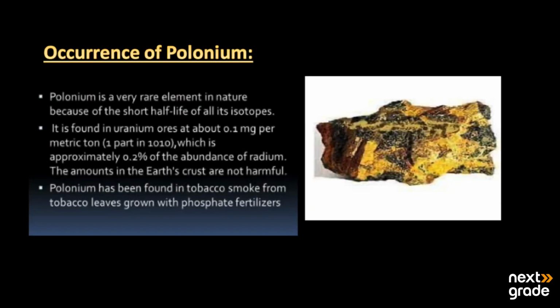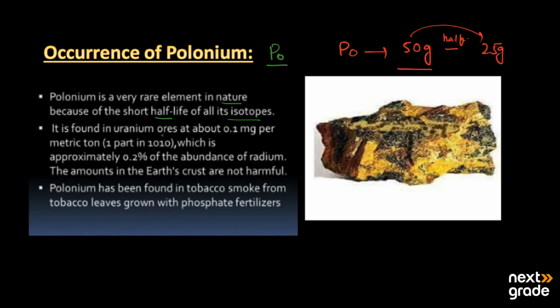After tellurium, we have the occurrence of polonium, which is the last element of the 6A elements, and its symbol is Po. Polonium is basically a very rare element in nature because of the short half-life of all its isotopes. So polonium has a lot of isotopes. What does half-life mean? Half-life is the time. For example, here we have polonium whose mass is 50 gram. Now, when it is converted into 25 gram by the process of radioactive disintegration, the time in which it is converted from 50 to 25 is called its half-life.